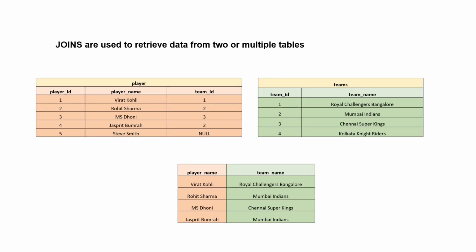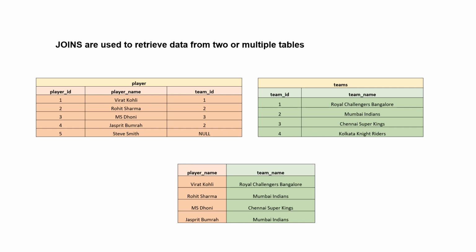So see our tables. We have a player table and a team table. On the left-hand side, we have the player table, which has player ID, player name and the team ID. On the right, we have a teams table, which has a team ID and the team name. And we want to join the player table and the team table.